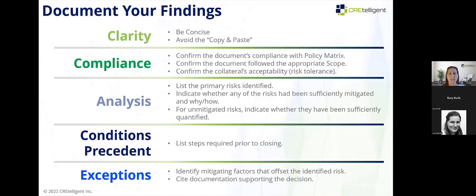If you look at your analysis, list the primary risks identified and whether or not those risks have been sufficiently mitigated. Why? How? Are they a risk to your subject property? Is your subject property a risk to offsite properties? For your unmitigated risks, indicate whether or not you've been able to sufficiently quantify the potential risk. And if you haven't, then you look at your conditions precedent. So prior to closing, what are the steps that need to be followed?